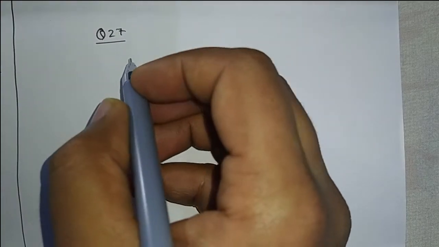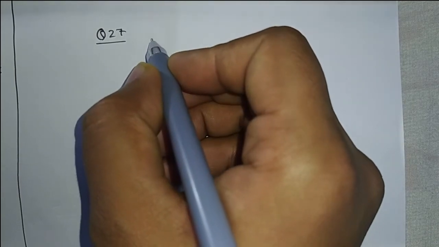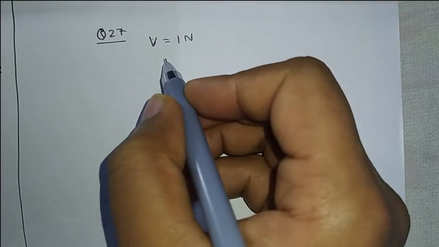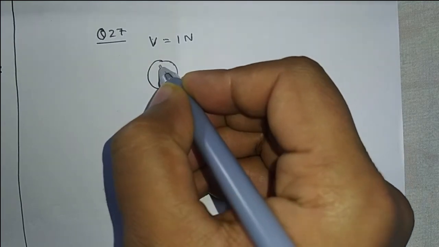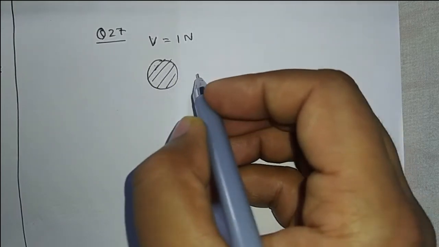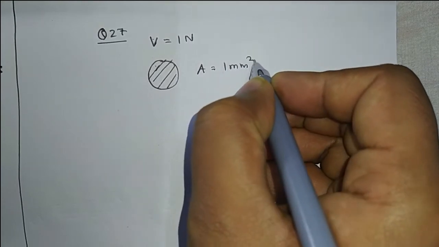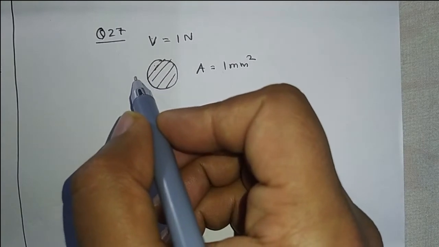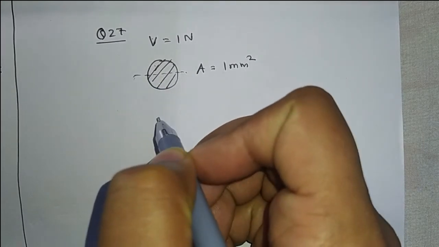Question number 27. A beam in bending is subjected to a shear force of 1 Newton and has a solid circular cross section, and the area is given as 1 millimeter square. You have to find the value of the shear stress at the center of the cross section.